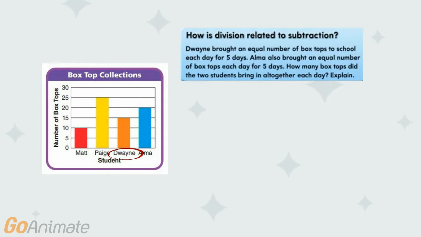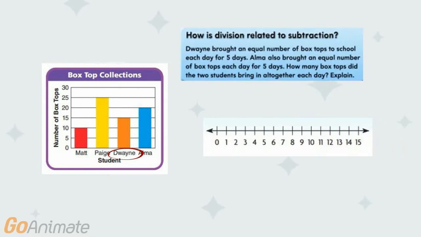Now, one way we can model this is with a number line, and we know that he ended up bringing in 15 box tops, because each day he brought in the same number. What I want to do now is break up 15 into groups of 5 and see how many groups of 5 we have. And that will tell us how many he brought in each day. Let's jump by groups of 5, starting with 15, until we get to 0.